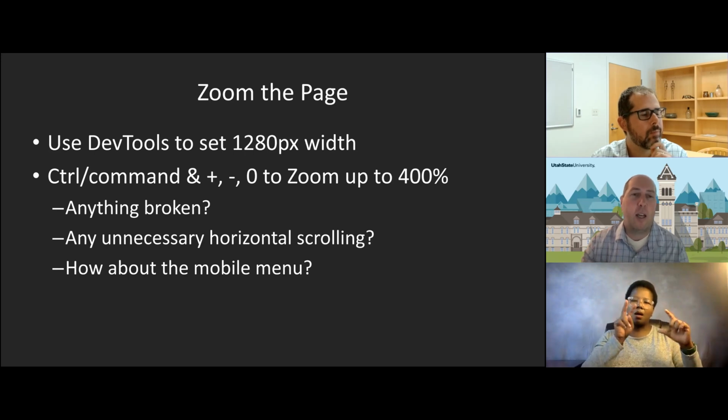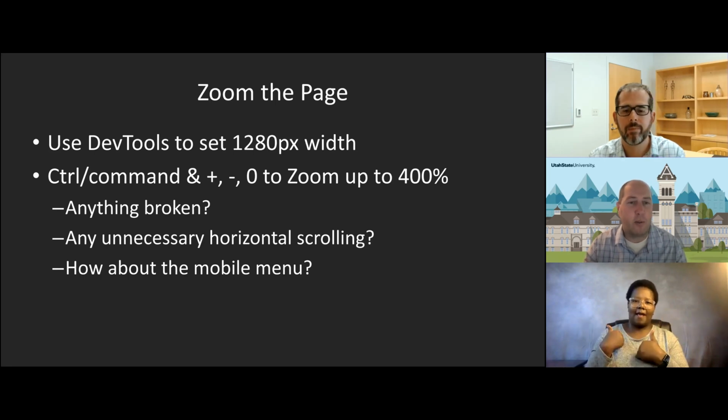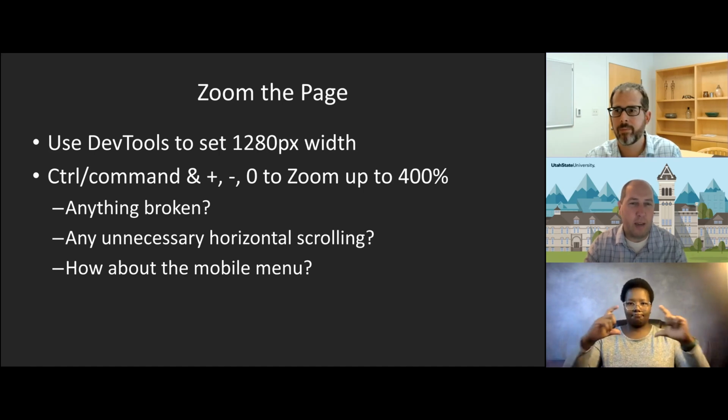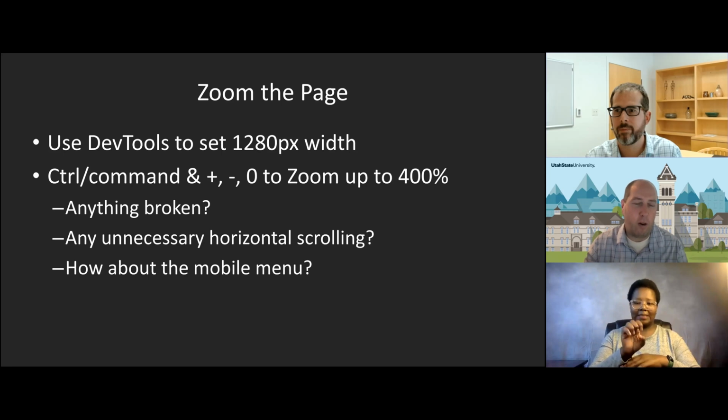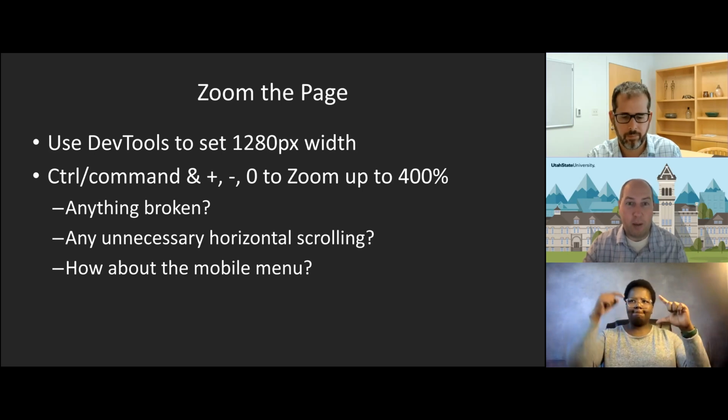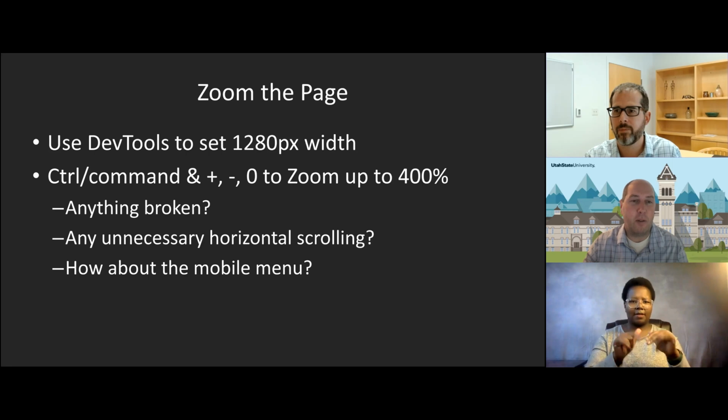There is a requirement in the Web Content Accessibility Guidelines about testing at 1280 pixels width, and you can find that browser width using DevTools, and then zooming up to 400%. Looking for things that become broken, looking for unnecessary horizontal scrolling. Be sure to test things like the mobile menu. Things that are changing and adapting at those responsive breakpoints is really important.